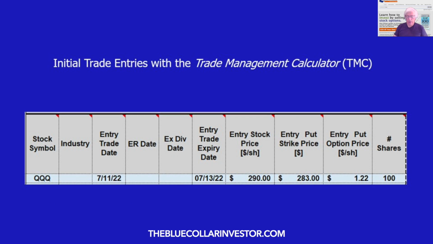So on the screenshot, you can see that the QQQs on 7/11 were trading at 290, and the 283 put was sold at $1.22. So far, simple. Section 2 of the trade management calculator will show the initial calculations generated. It doesn't mean you're going to end up here, but this is the starting point.